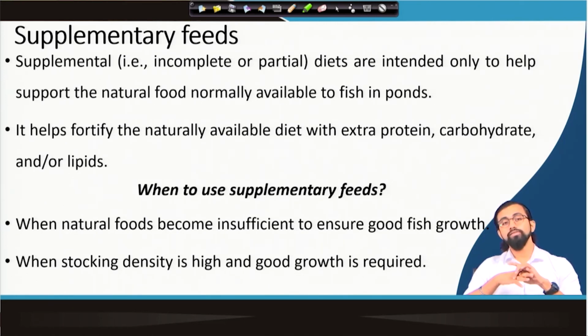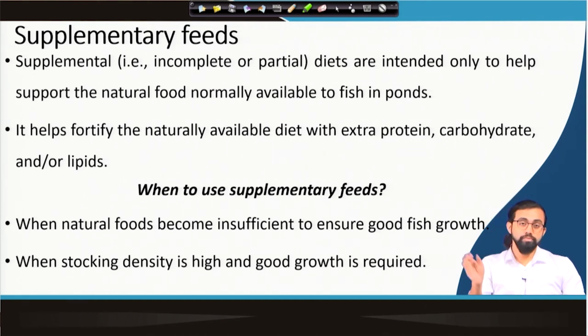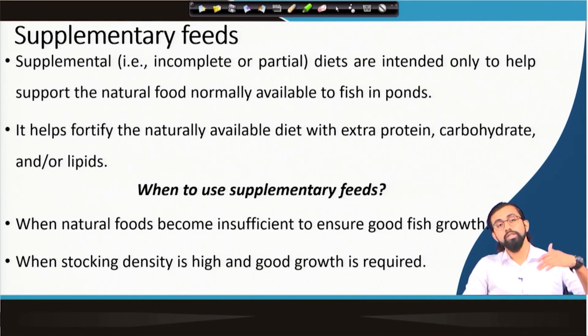When the stocking density is very high and good growth is required, at that moment also you have to provide them with the supplementary feed. Suppose you have a production of, say, 100 kg per unit area, and all of a sudden, due to market demand, you increase it to 200 kg or say 300 kg per unit area of the pond or the tank or raceway that you have. When you try to increase it two or three times, you have to supply supplementary feeds.